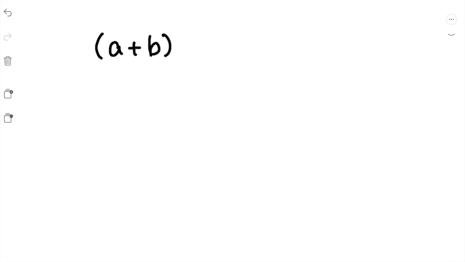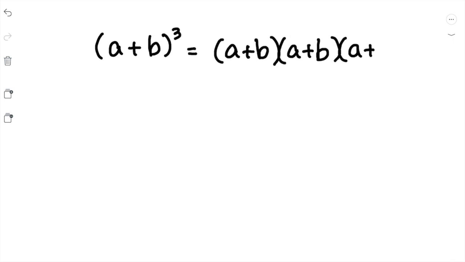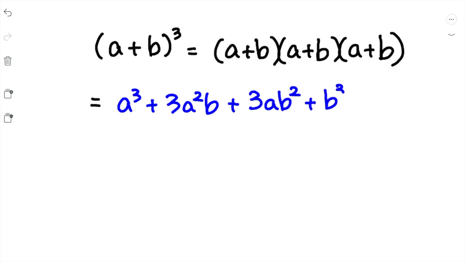Similarly, if the binomial had an exponent of 3, we multiply itself 3 times. So the answer is a cubed plus 3a squared b plus 3ab squared plus b cubed. By now we can see a pattern.